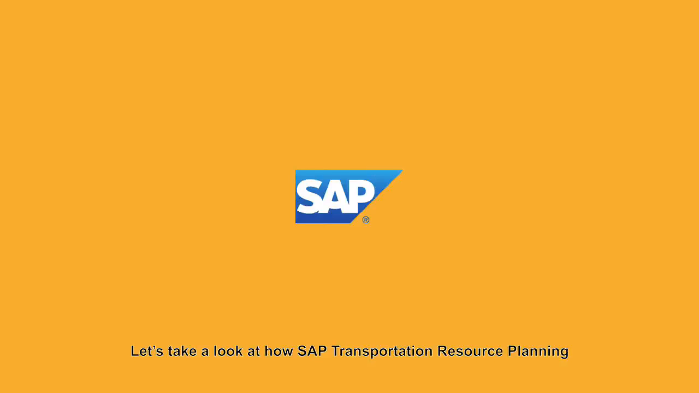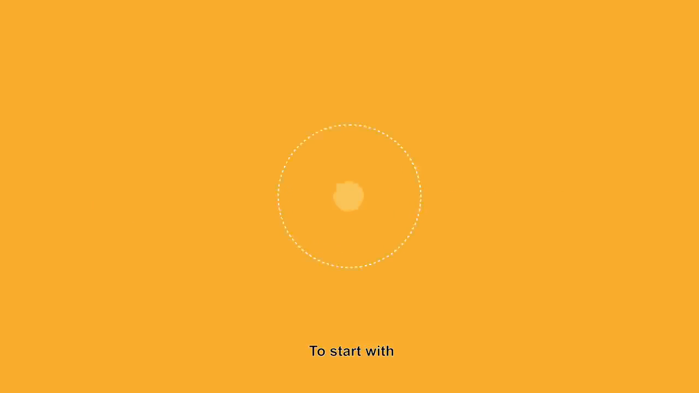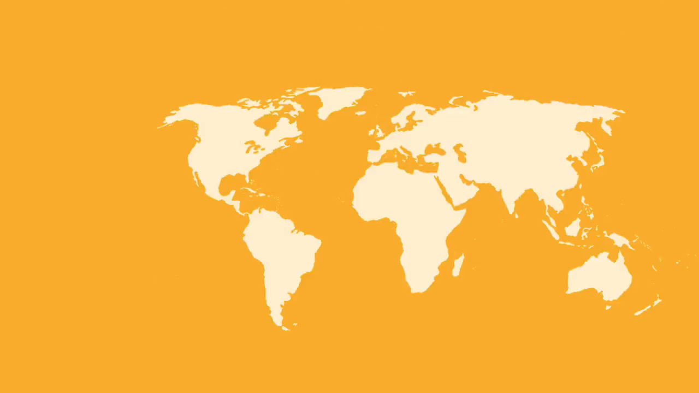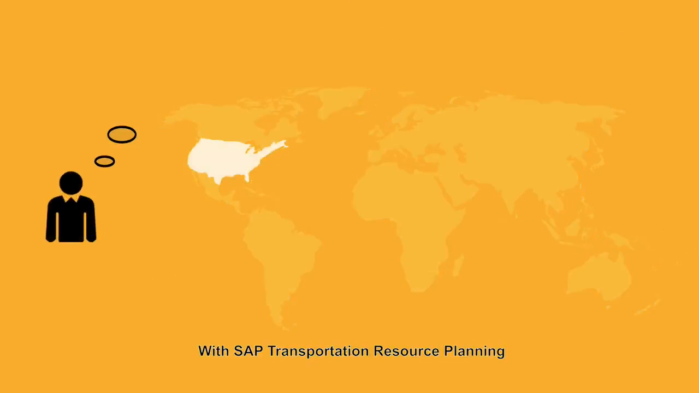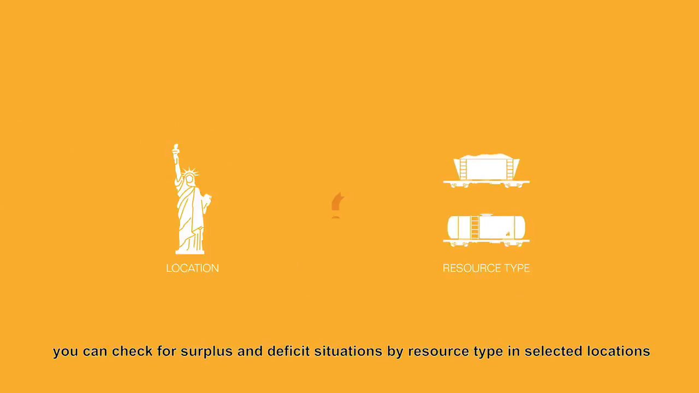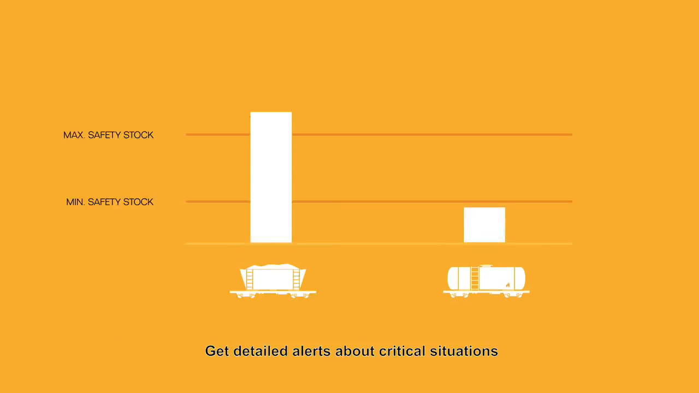Let's take a look at how SAP Transportation Resource Planning helps you meet these challenges. To start with, you may need more information about the general stock and distribution of your transportation resources. How can I increase the visibility of my transportation resources? With SAP Transportation Resource Planning, you can check for surplus and deficit situations by resource type in selected locations. Get detailed alerts about critical situations.